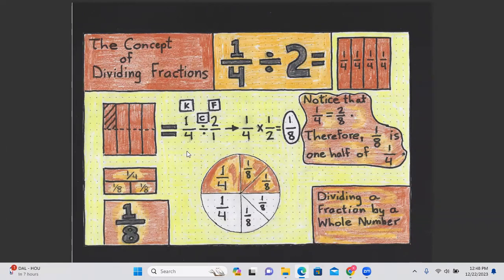And with that in mind, this is why we do keep, change, flip. We keep the first fraction, we change division to multiplication, and then we flip 2 over 1 and make it 1/2. And so let's follow the arrow. Now we have 1/4 times 1/2, which will give us 1/8. And so there you have it right there.